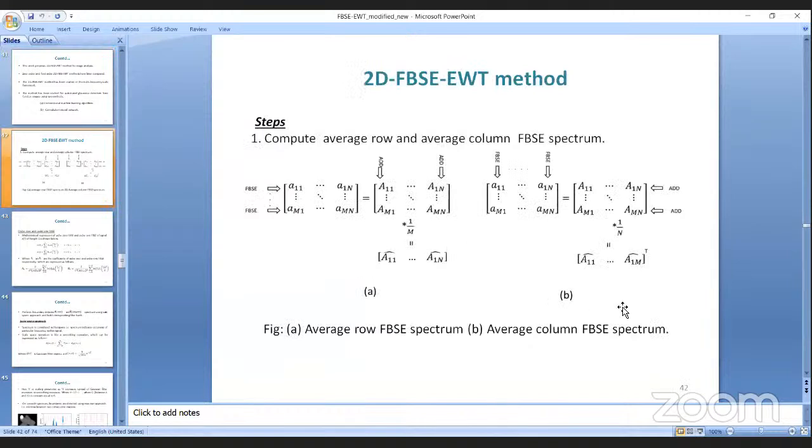Now the two-dimensional Fourier-Bessel series expansion based DWT method. What we do is first compute the average row and average column FBSE spectrum. For example, this is the fundus image or any image. You apply FBSE row wise, and then perform averaging column wise in the FBSE domain. This gives you the average row FBSE spectrum. Similarly, for the column, we apply FBSE column wise, and then apply averaging row wise. It gives you the average column FBSE spectrum.